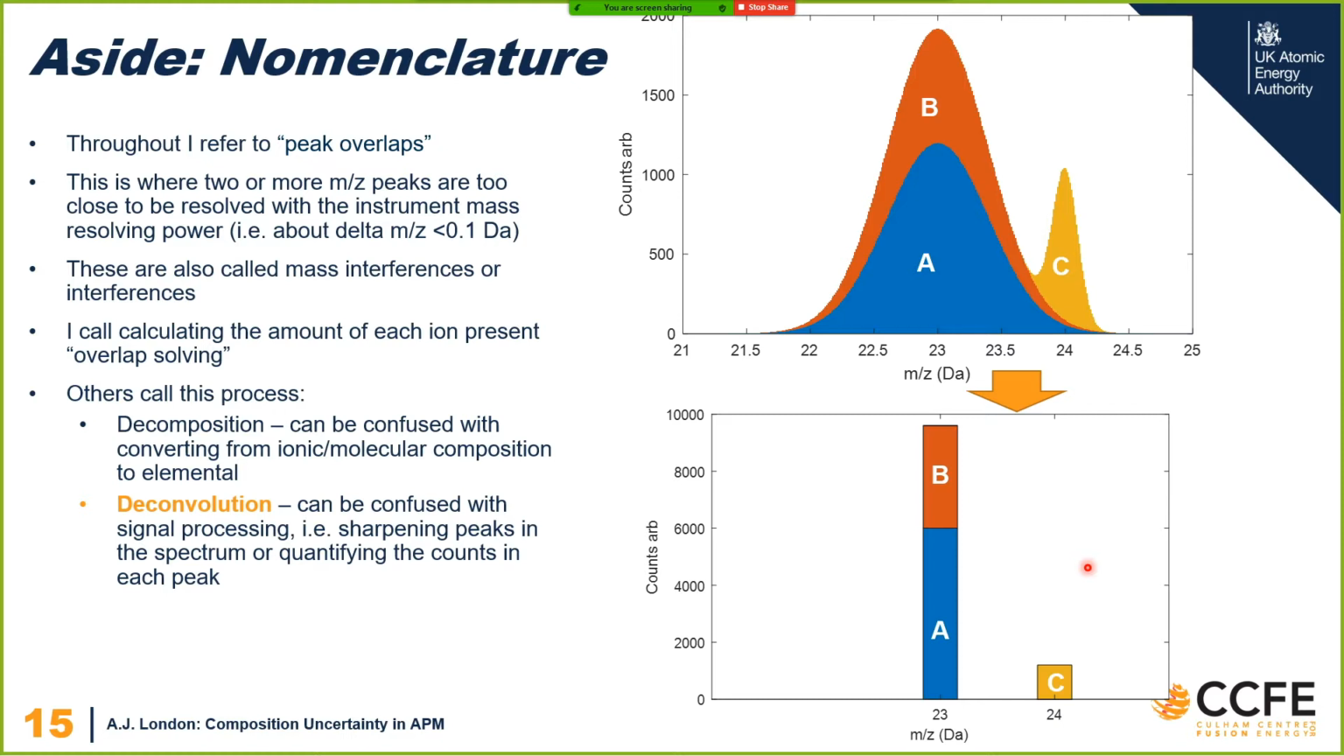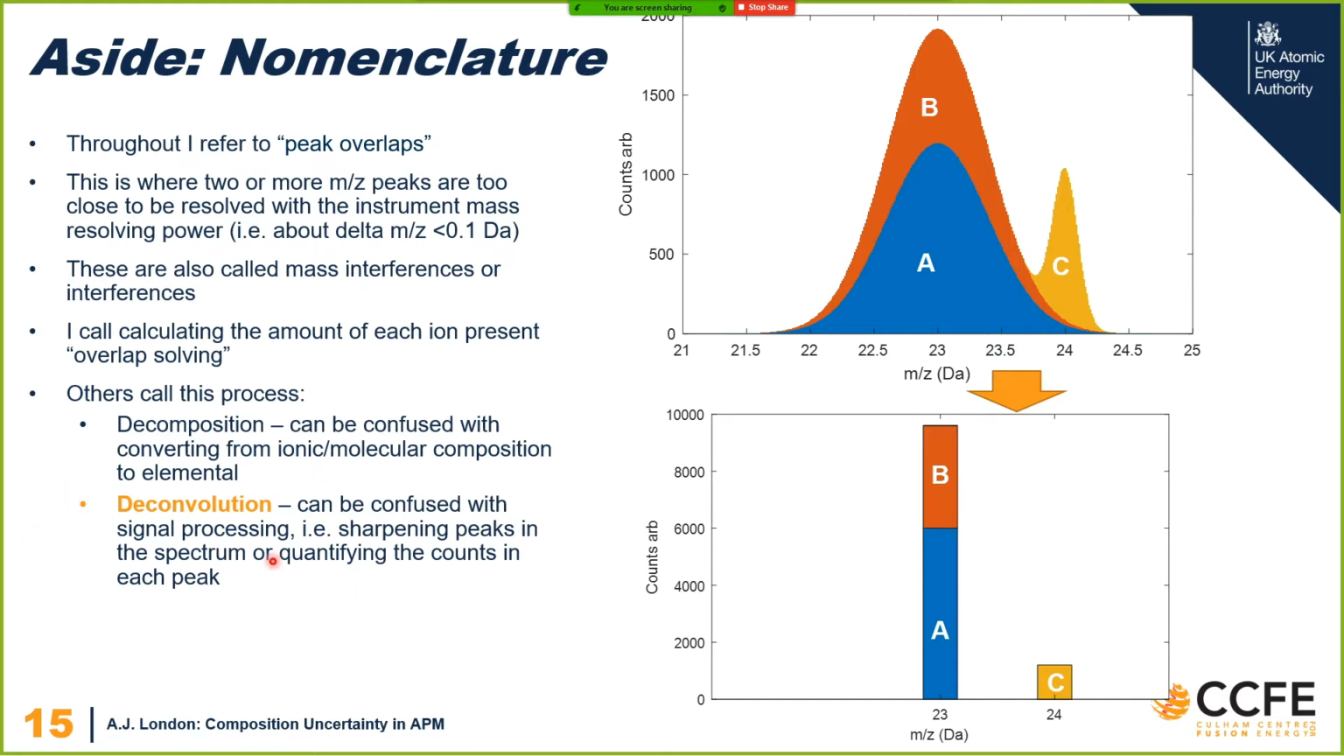So it's kind of like a deconvolution, but in signal processing, deconvolution is a very well defined thing. You have some point spread function, which is your peak shape. Deconvolution just turns that into a delta function, which is what I'm trying to represent here. So we've taken all of the counts from B and from A, and now they're just single blocks.